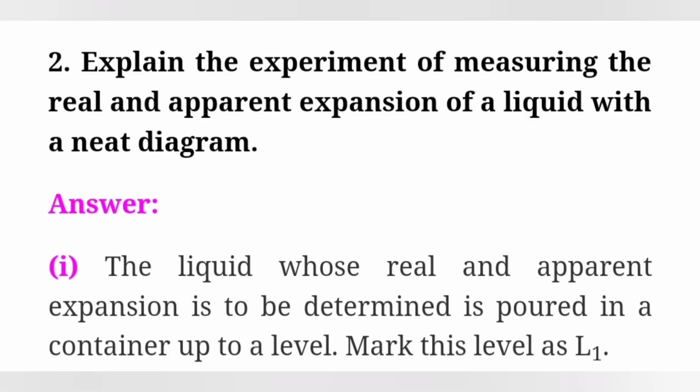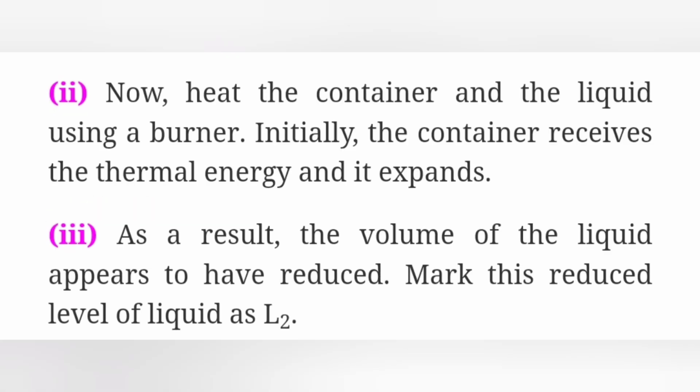Second question, explain the experiment of measuring the real and apparent expansion of a liquid with any diagram. First point, the liquid whose real and apparent expansion is to be determined is poured in a container up to a level. Mark this level as L1. Second point, now heat the container and the liquid using a burner. Initially, the container receives the thermal energy and it expands. Third point, as a result, the volume of the liquid appears to have reduced. Mark this reduced level of liquid as L2.